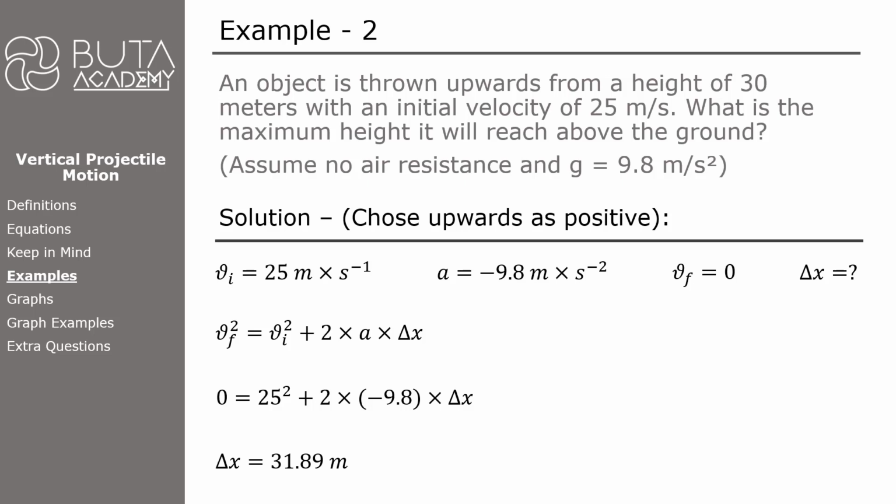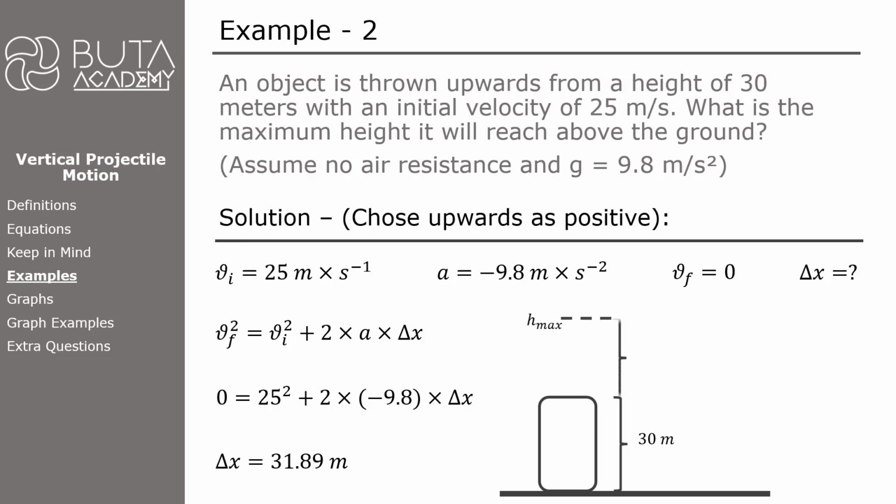Now let's consider what is going on by drawing a diagram. There is a building of a height of 30 meters. A ball was thrown from the top of this building in upwards direction and reached its maximum height after traveling 31.89 meters. We are required to calculate the height of the ball from the ground level. It can be seen on the diagram that this height is the sum of these two values, 30 and 31.89 meters, which is equal to 61.89 meters.